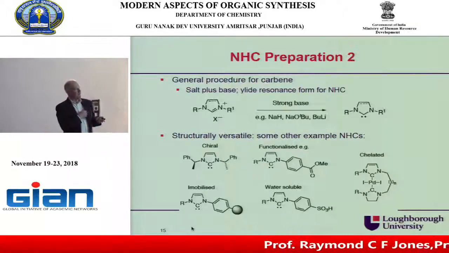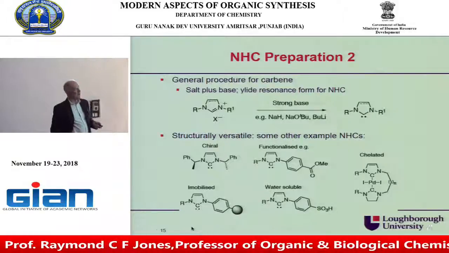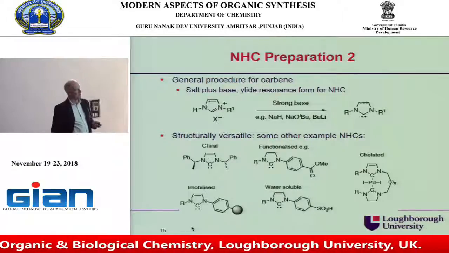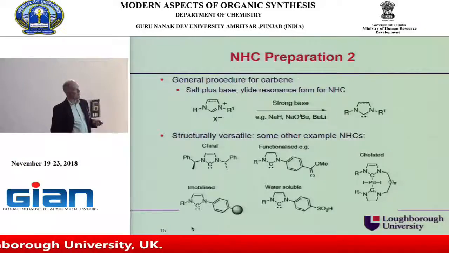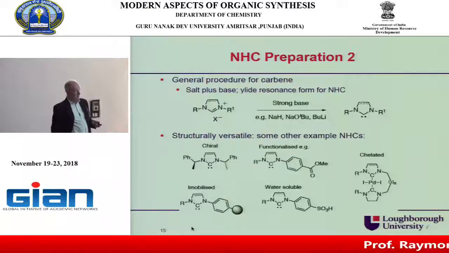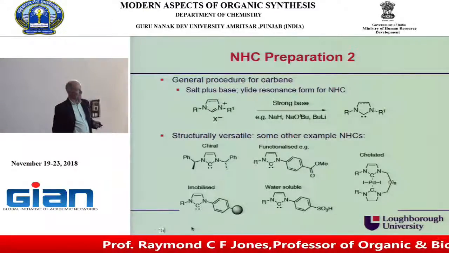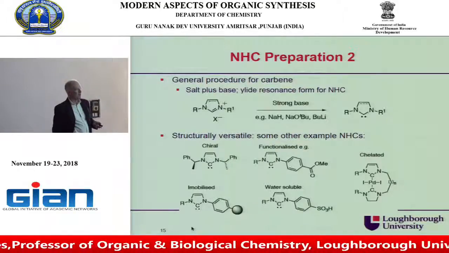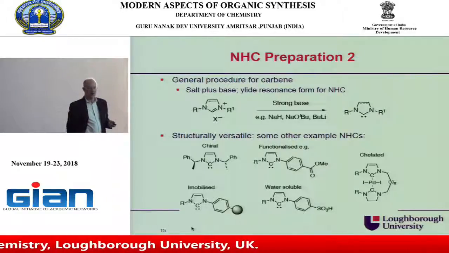Now, though that's a simple one-ring case, a whole load of them have been made, and I've just put a handful on here. There's just five there to show you different ones that have been made. Some are chiral, with asymmetric groups on. Some are functionalized. You can immobilize them on resins, so they'll be polymer supported. You can make them water soluble by putting ionizable groups on. In this one, you're making a metal complex.